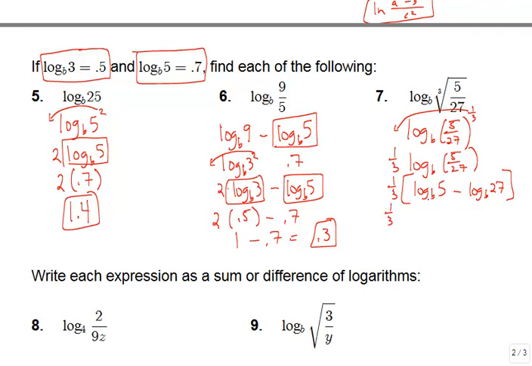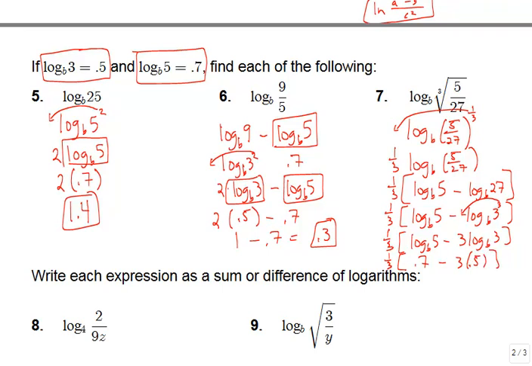Now the next thing is, I know what log base b of 5 is, but I don't know log base b of 27. So 27, you have to think of it as a power. It is 3 cubed. 3 cubed is 27. And once I know that I've got a 3 cubed, I can bring that 3 down, and this becomes log base b of 5 minus 3 log base b of 3. So if I plug in my numbers now, I'm going to have 1/3 of log base b of 5 is 0.7, and 3 times log base b of 3, that was 0.5.